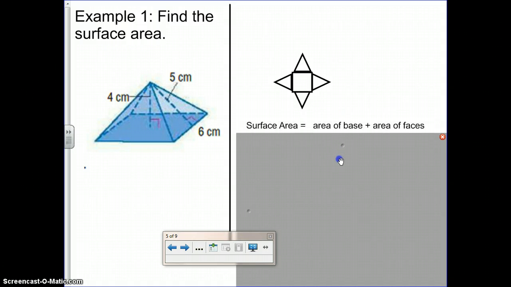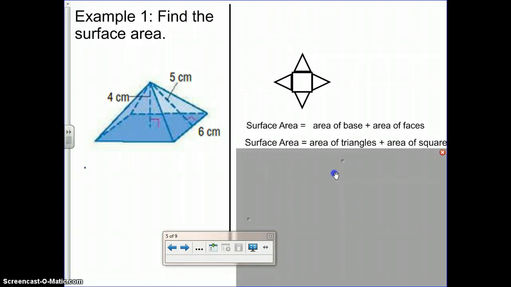So we need to add up the area of the base, that square, plus the area of all of the faces, the triangles. And I kind of have these switched around. The base is the square and the faces are the triangles. Alright, so you know how to find the area of a square, you know how to find the area of triangles. Let's start with the triangles.